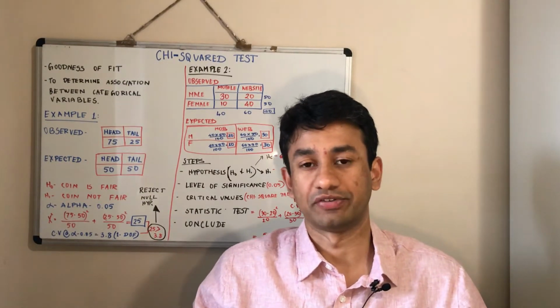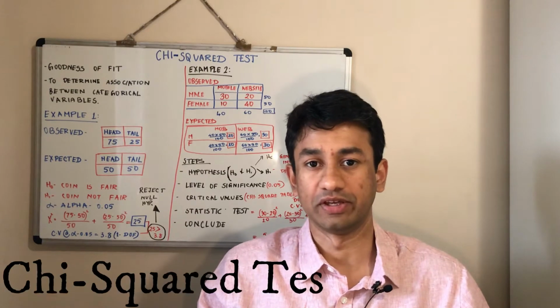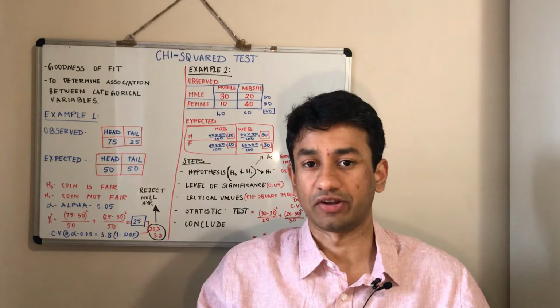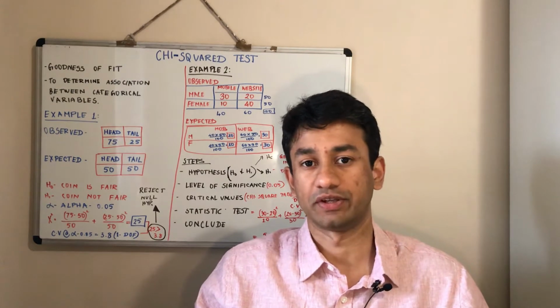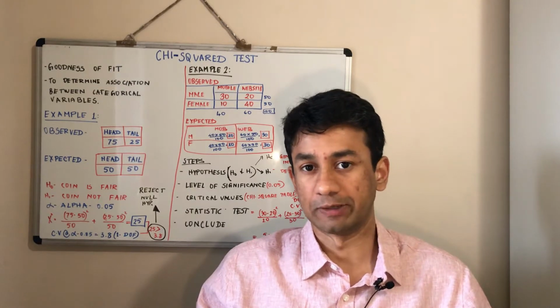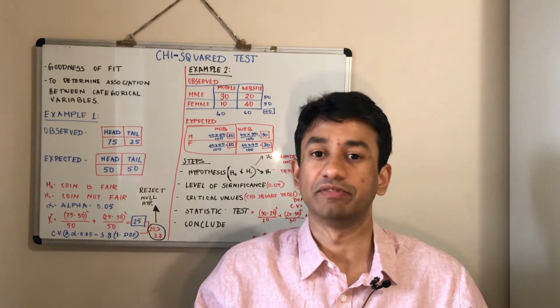Today is the last day of statistics and the topic that we are going to cover today is the chi-square test. There are two types of chi-square test. One is the goodness of fit, the other one is the test for independence. We will go through these two types in detail with an example.